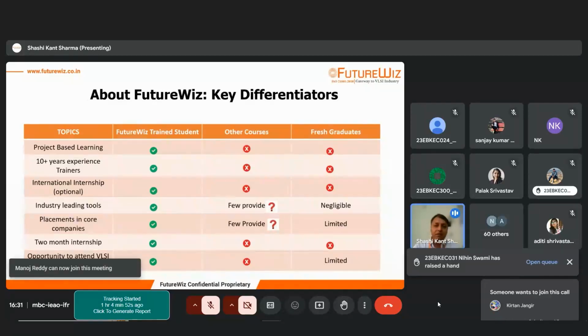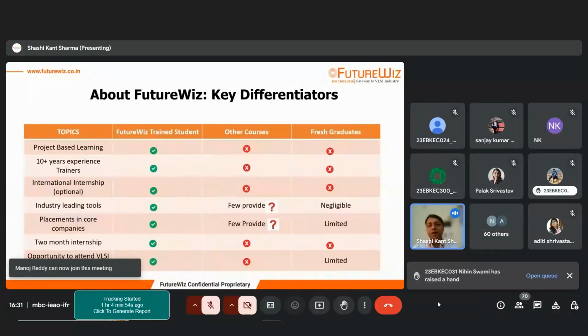Why would anyone want to join any VLSI training institute? What is the difference? Basically, FutureWiz is providing you purely project-based learning. We don't focus much on theoretical concepts. We focus on hands-on, because ultimately you should be very good at hands-on. We focus on project-based learning, and a lot of projects will be assigned to you.